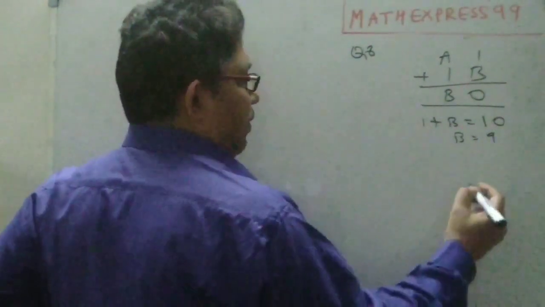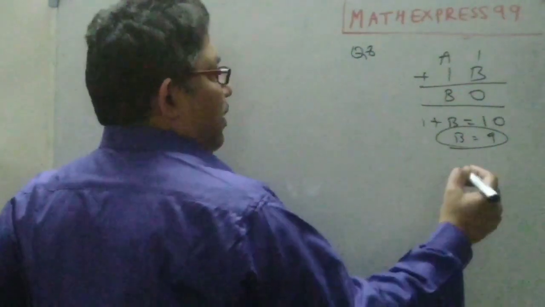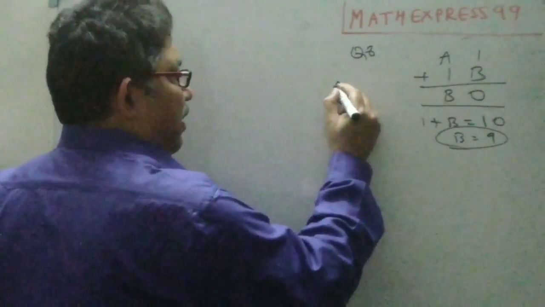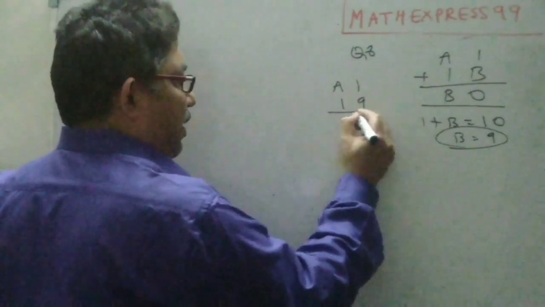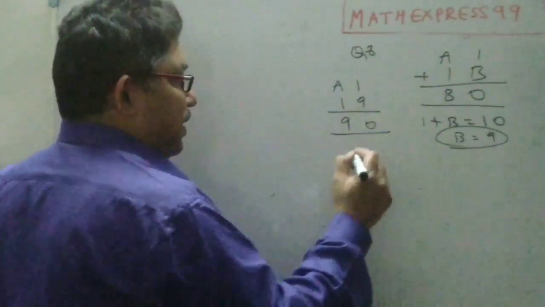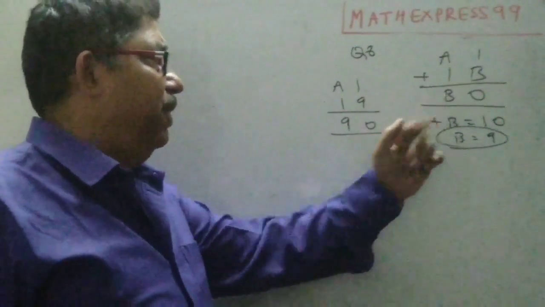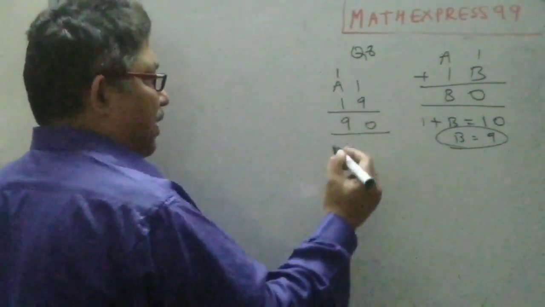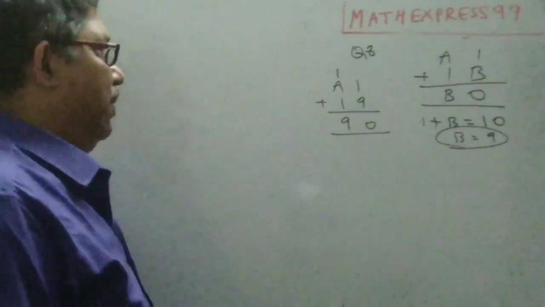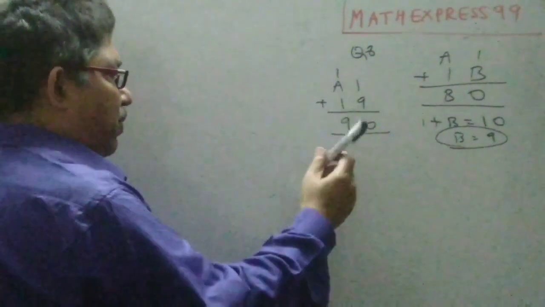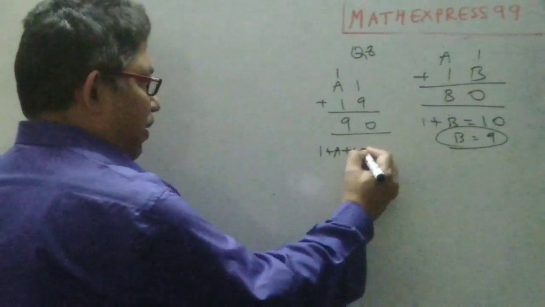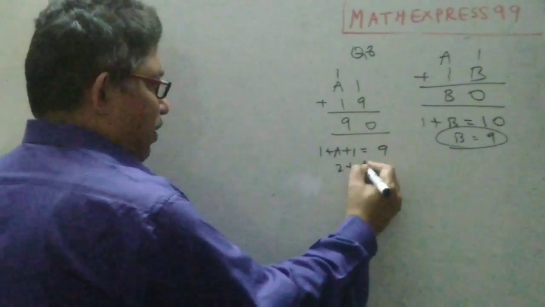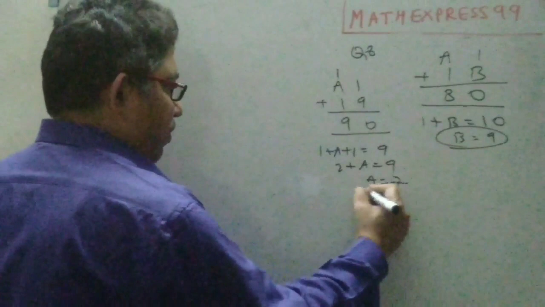Now this is A1, 1, 9 and this becomes 90. Why this becomes 90? Because B we have just now found is 9. 1 plus 9 is 10, so 1 is obviously carried over. 1 plus A plus 1 is equal to 9. 2 plus A is 9, so A is how much? A is equal to 7. So this is what we get here.